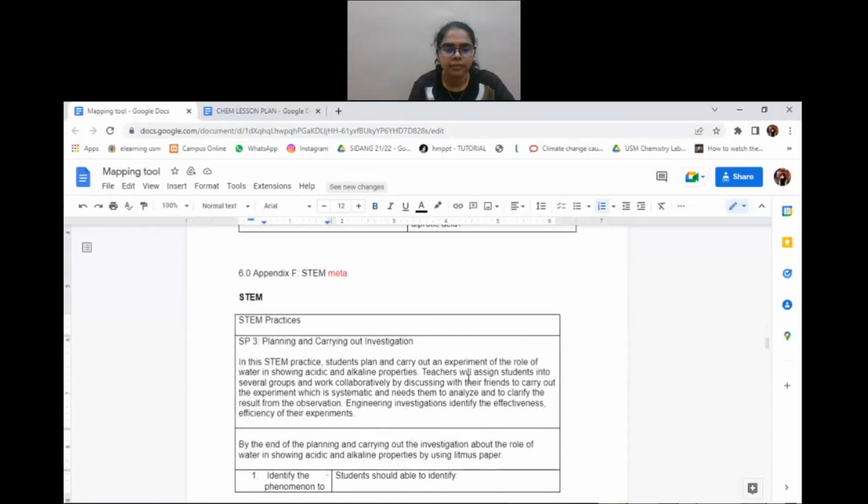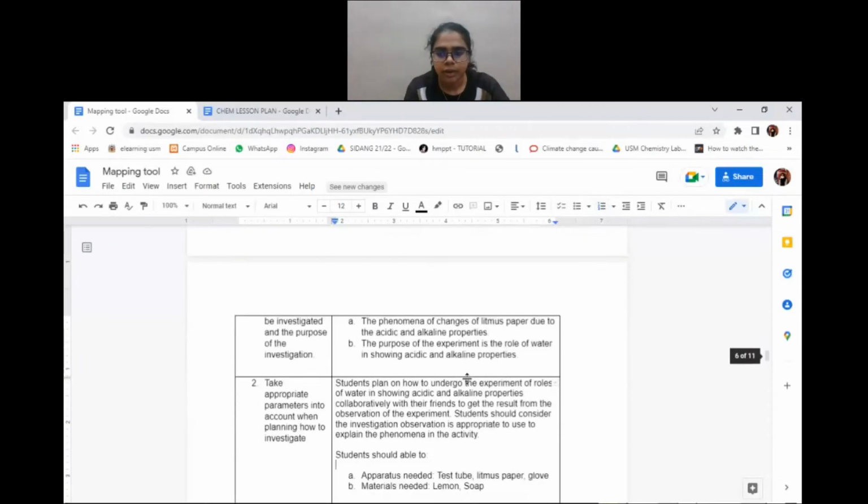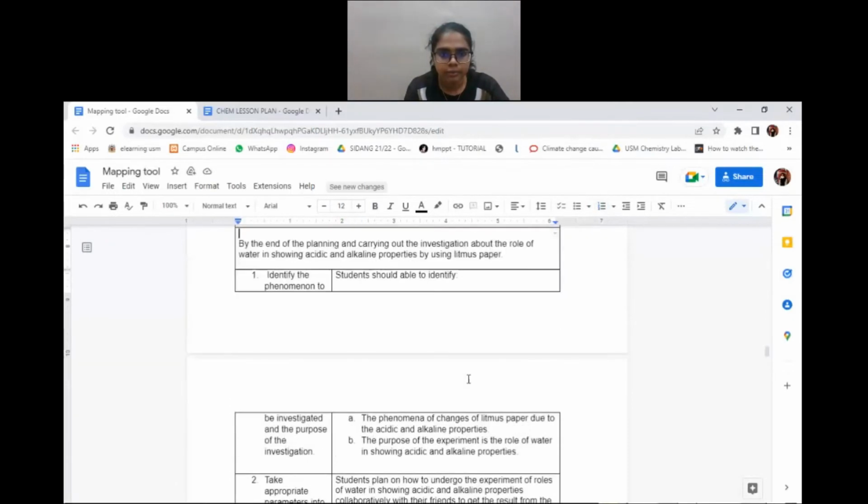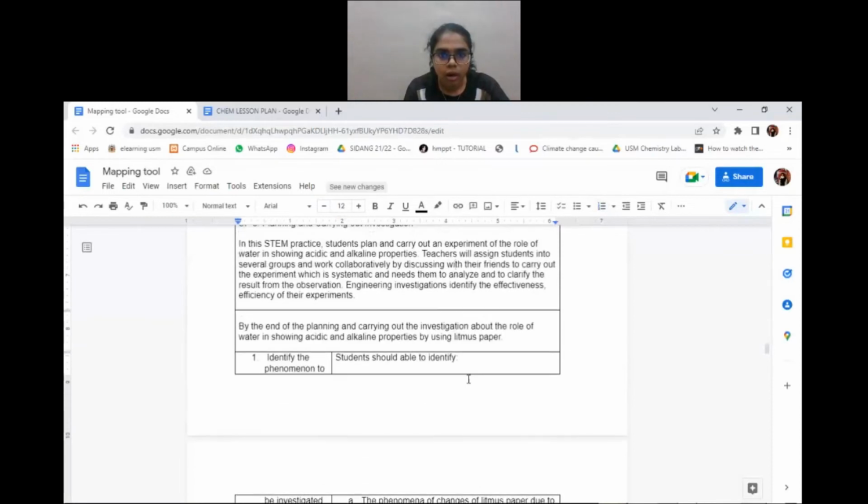For Appendix F is STEM. For the STEM practice, we have chosen SP3, planning and carrying out investigation. In this STEM practice, students plan and carry out an experiment on the role of water in showing acidic and alkaline properties. The teacher will assign students into several groups where they have to collaborate by discussing with their friends to carry out this experiment, which is systematic and needs them to analyze and clarify the result from the observation.